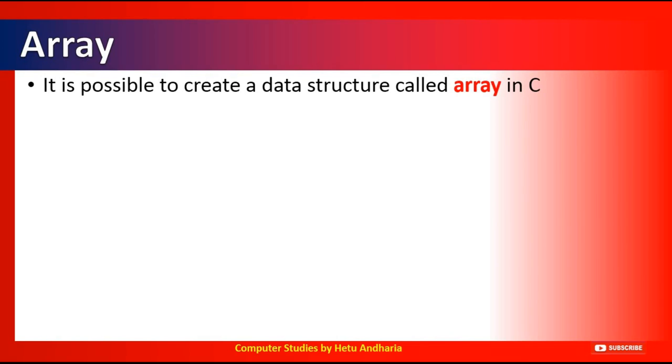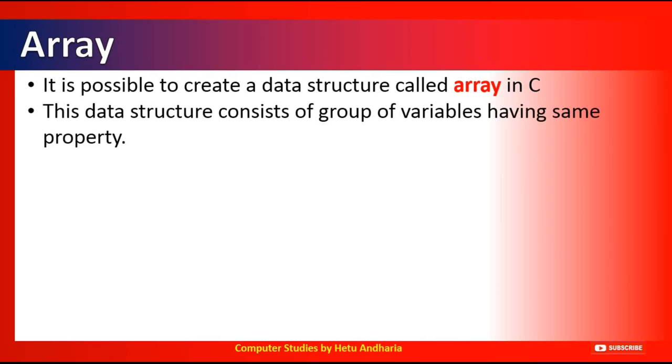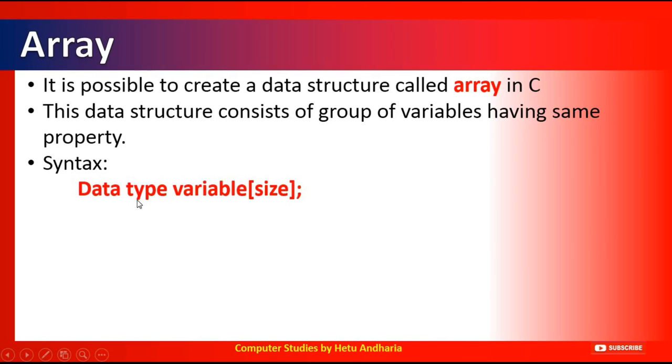It is possible to create a data structure called array in C language. This data structure consists of a group of variables having the same property. I will explain you with the help of an example just now. How is it given in syntax? First thing will be data type, then variable name and then will be the size.